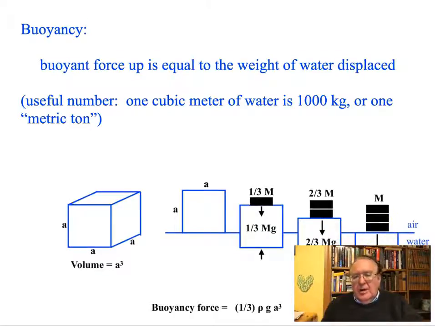it'll submerge the entire cube. So the buoyant force is going to be 1/3 of the weight of the water displaced, which is going to be the density times the volume times g. And the middle one is 2/3, and the final one is just rho g times the volume of water displaced, which is the volume of the cube. So that's buoyancy.